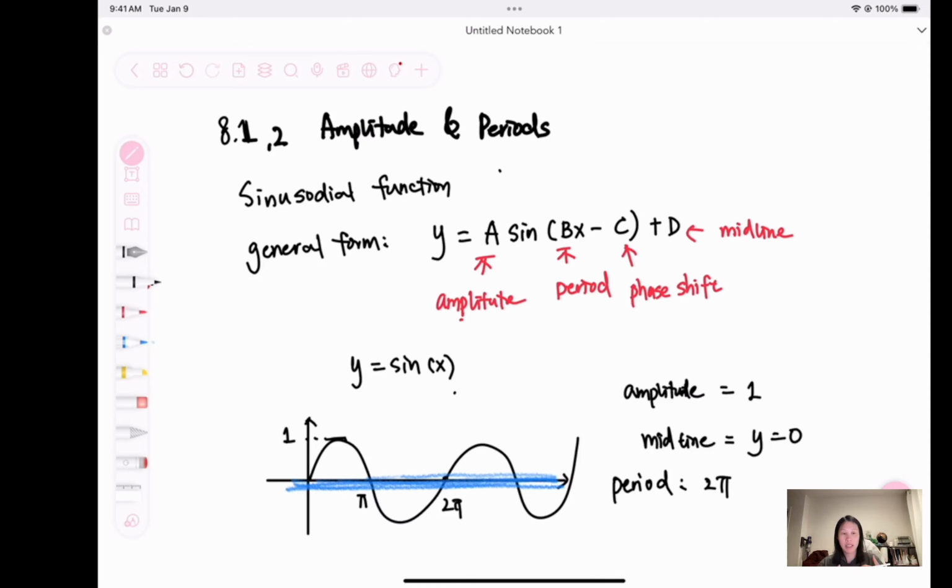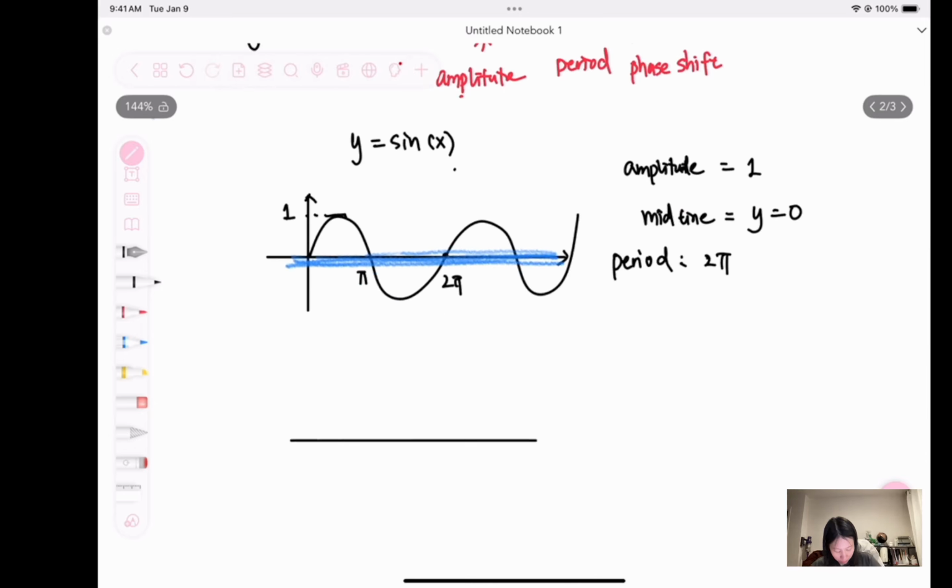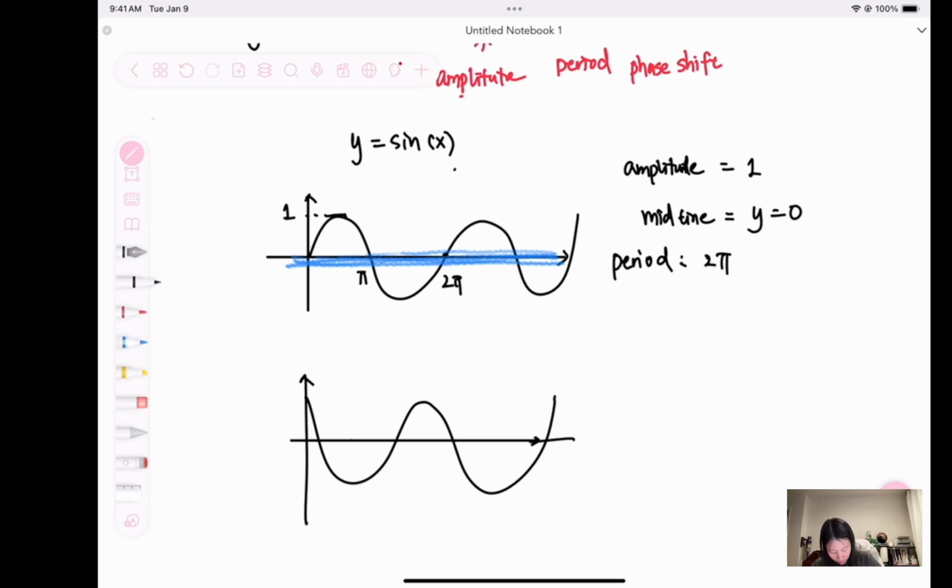Similarly for cosine, the amplitude is also equal to 1, the midline is 0, and the period is 2 pi, but the cosine starts at the top. Cosine looks more like this. Here is 1/2 pi, this is pi, this is 3/2 pi, and here it repeats at 2 pi. So every 2 pi, the cosine function repeats. The cosine function starts at the top.